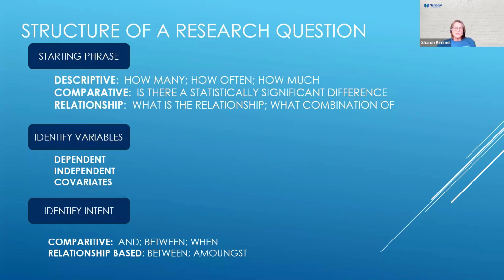And in your research questions, you will also have outlined your dependent variable, your independent variable, any covariates if you happen to have them. And you're going to identify your intent, such as the comparative, is there a difference between this and this, or when this occurs. The relationship is between or amongst.